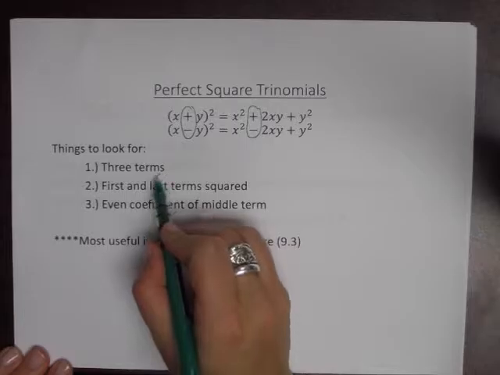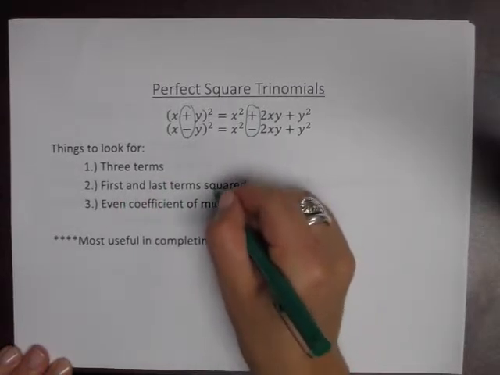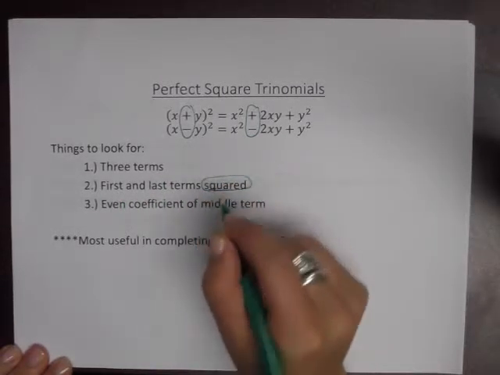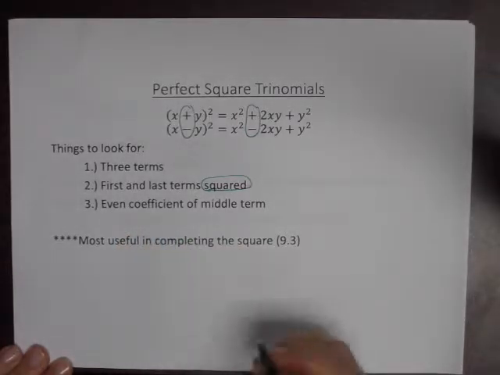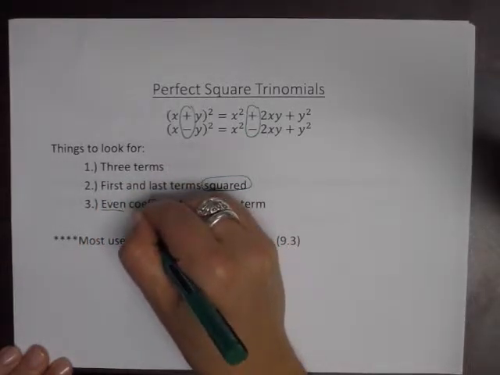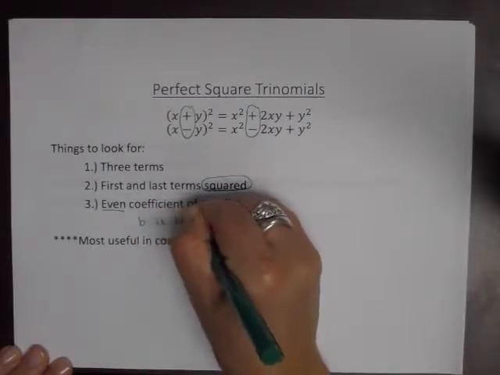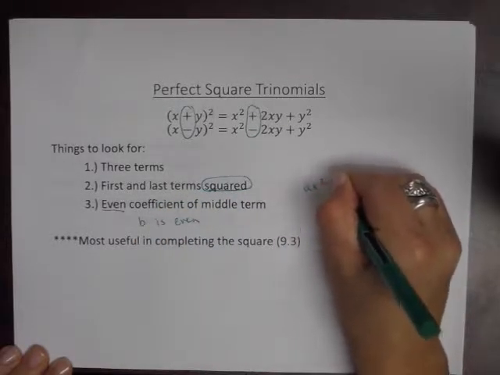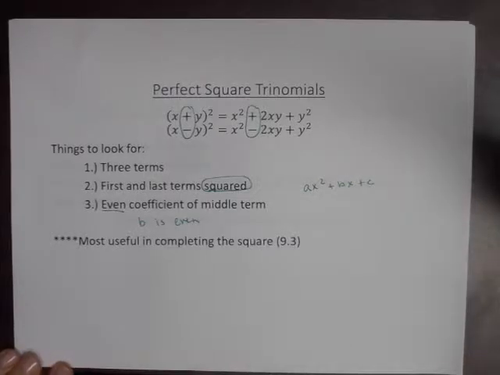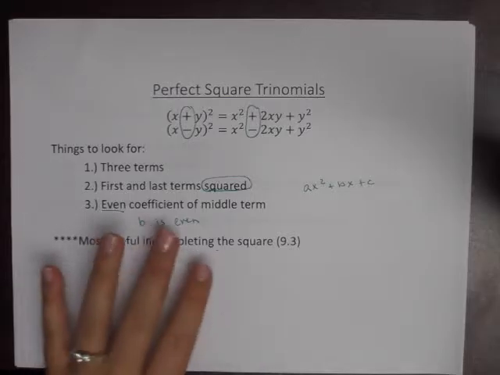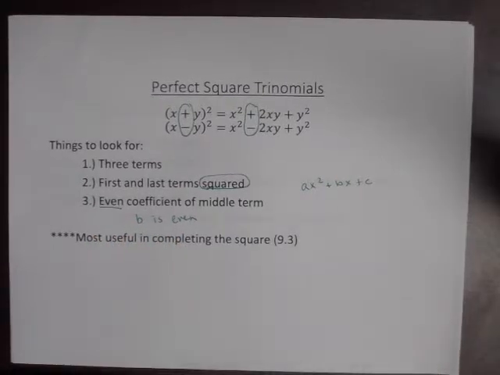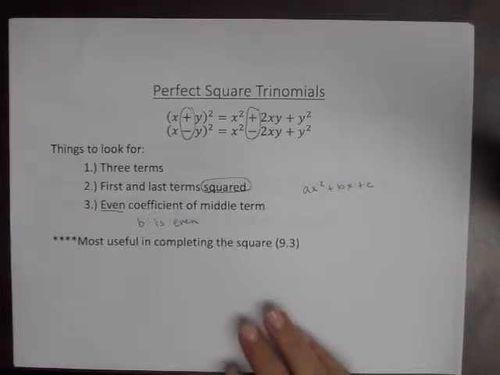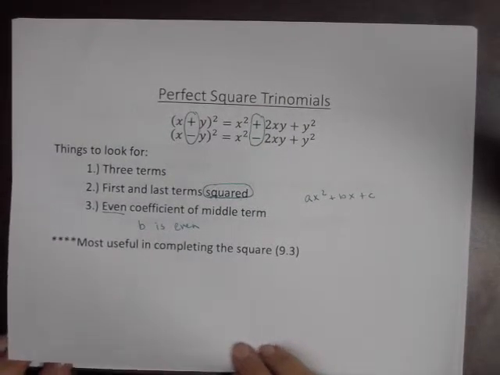So what you're looking for is three terms. The first and the last term are going to be squared, and you have an even coefficient in the middle term. What that means is your b is even if you're looking at ax squared plus bx plus c, which is your standard quadratic equation. Okay, with a perfect square trinomial, this is going to be super important when we get to chapter 9, especially in 9.3 when we're completing the square. So I need you guys to start to feel comfortable with this after the notes today.